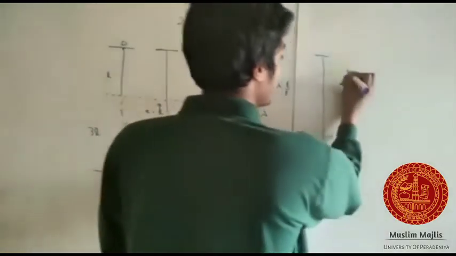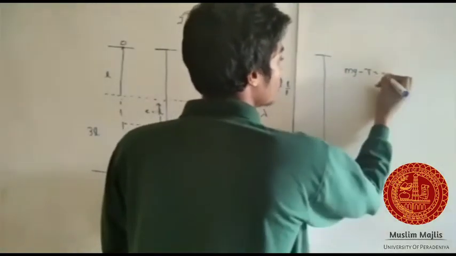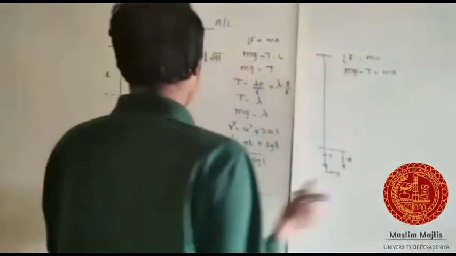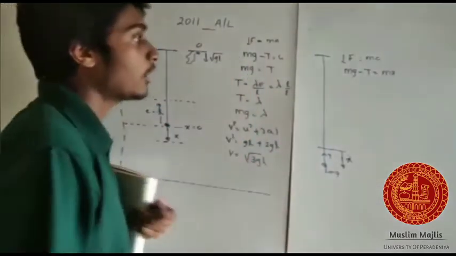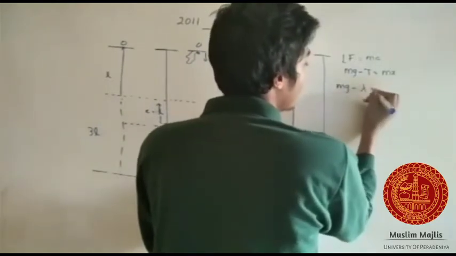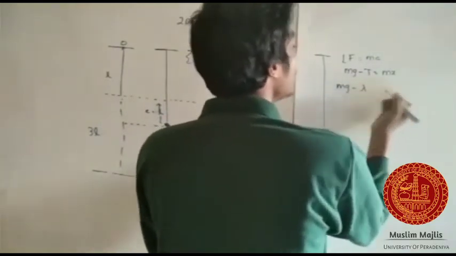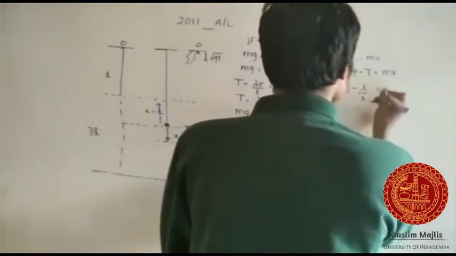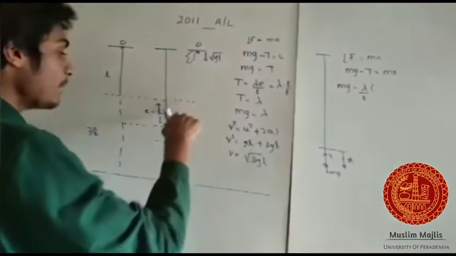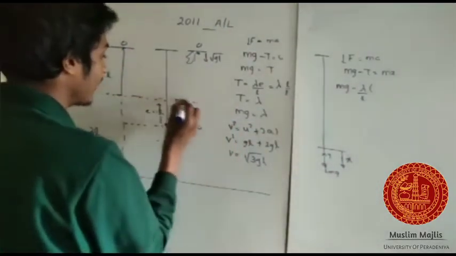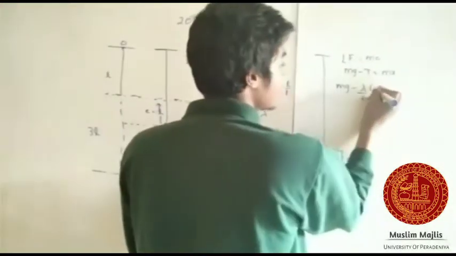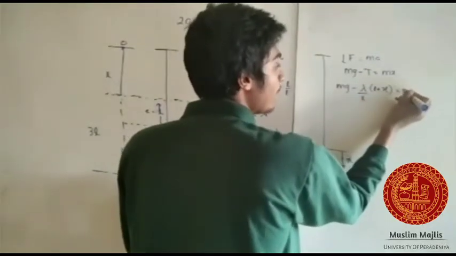So mg minus T is equal to m x double dot, because you can apply F equals ma downwards at any position. But Hooke's law says the tension is lambda times extension over the natural length. The extension is going to be L plus x, because this is the natural length. From here you have an extension L, and from here there is an extension x. So the total extension is L plus x.